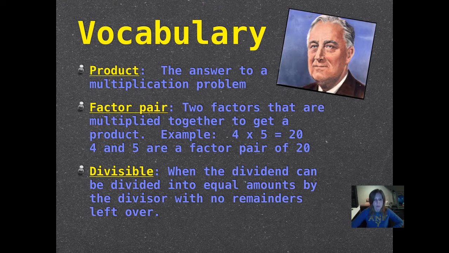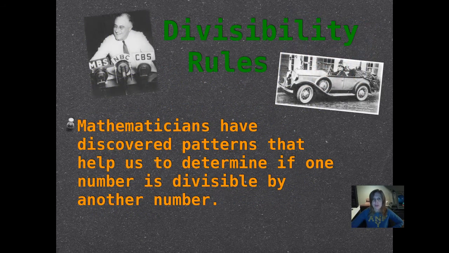Divisible is a new word, when the dividend can be divided into equal amounts by the divisor with no remainders left over. So anytime a number is divisible by another number with no remainders, like 20 divided by 5 is 4, so 20 is divisible by both 5 and 4. The divisibility rules go down a list, and we're going to take a look at those in just a minute.